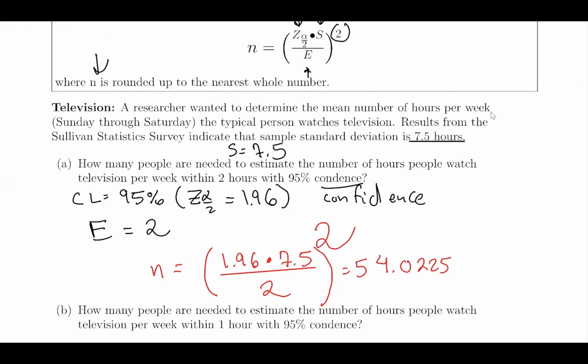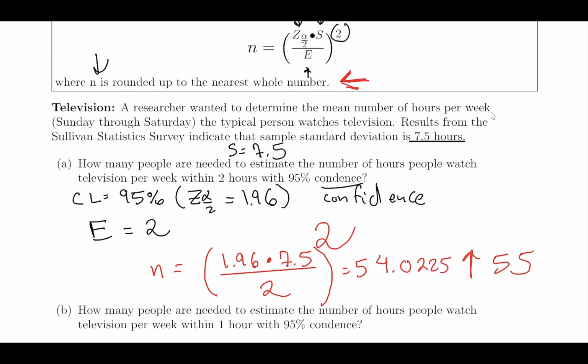All right, so if you look, we get 54.0225, but if you remember this little sentence right here, it says where n is rounded up to the nearest whole number. So you always have to round it up to the nearest whole number. So this will be 55, and that's your final answer. All right, but that's A. Any question in regard to A?